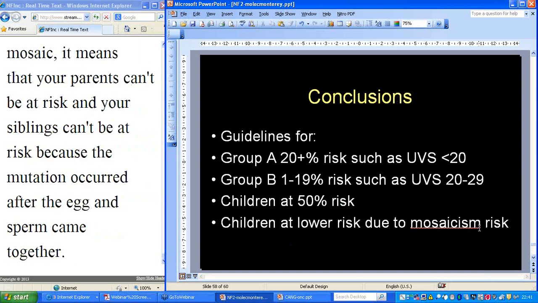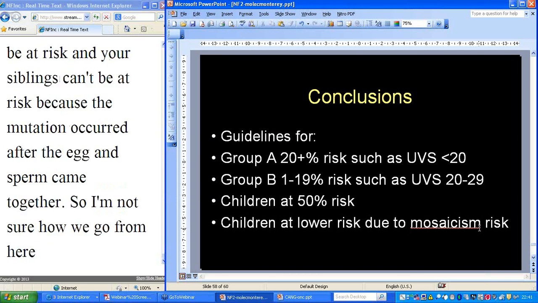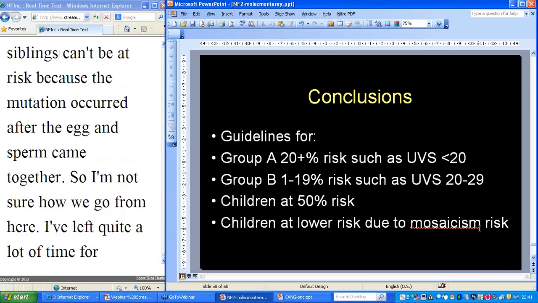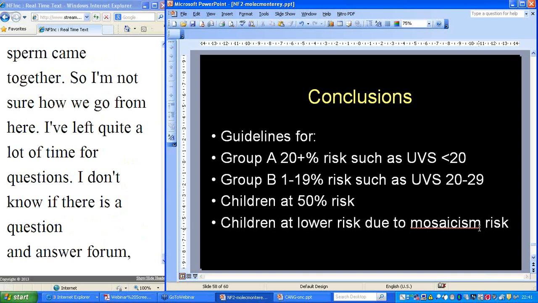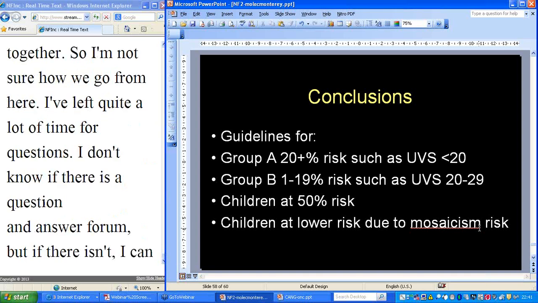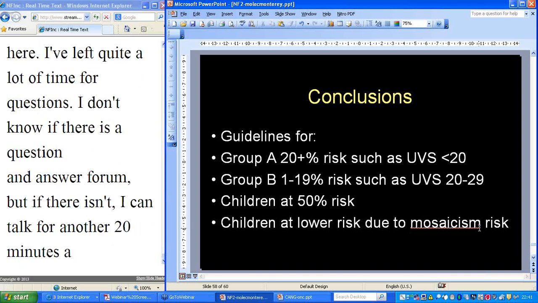So I'm not sure how we go from here. I left quite a lot of time for questions. I don't know if there is a question and answer forum, but if there isn't, I can talk for another 20 minutes around the area of genetics.